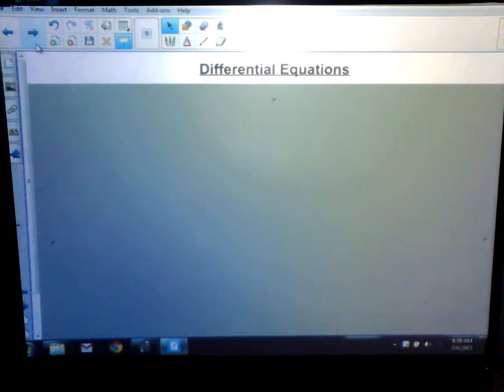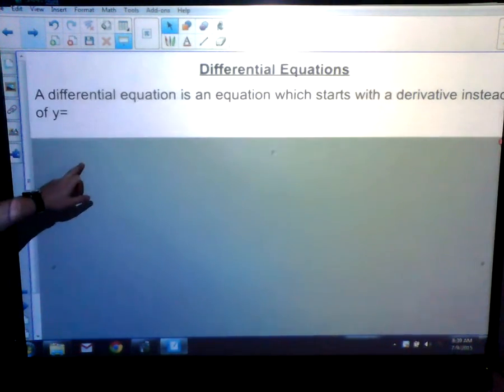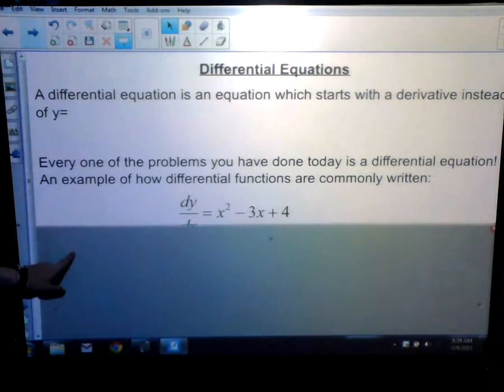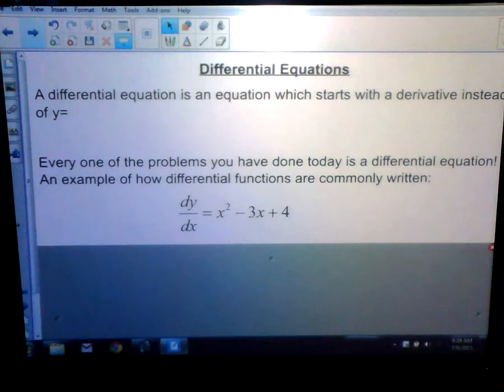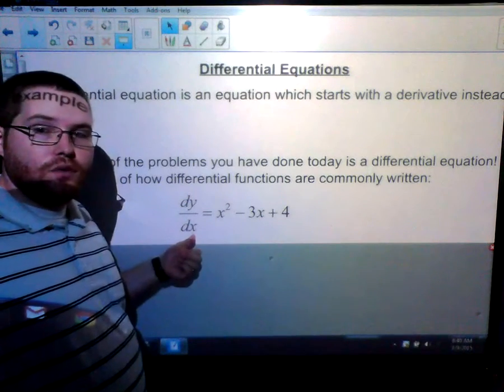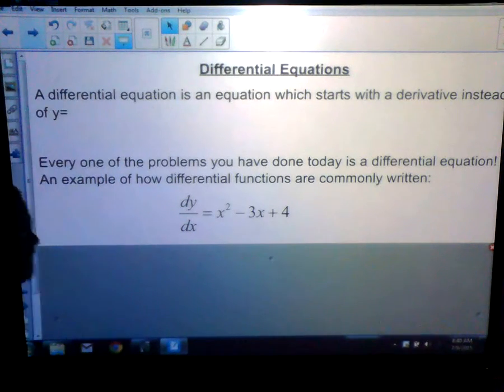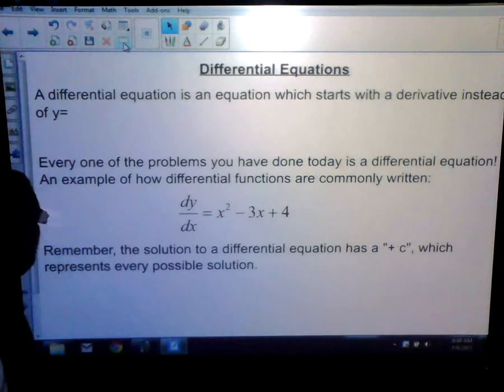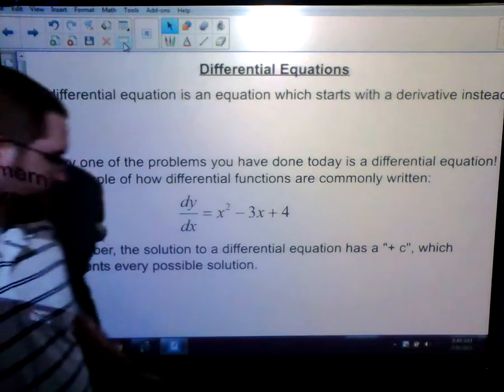Let's talk about differential equations. Well, what's a differential equation? A differential equation starts with a derivative instead of y equals. For example, every problem we've done today is a differential equation. I started with y prime equals, or I could start with dy dx equals. They mean the same thing. They're a derivative. How do I cancel out a derivative? I take the antiderivative, or I integrate. Remember, the solution to the differential equation has a plus c, which represents every possible solution.